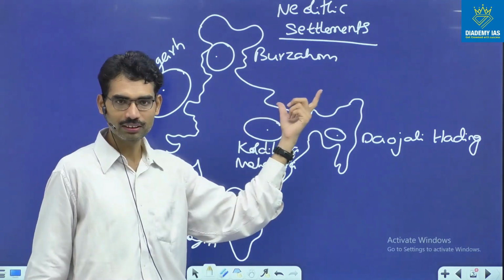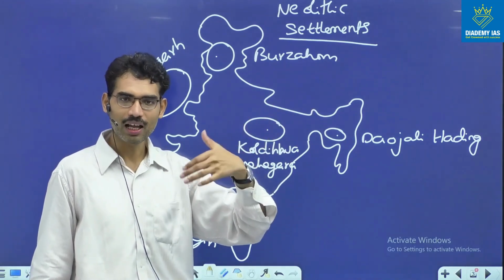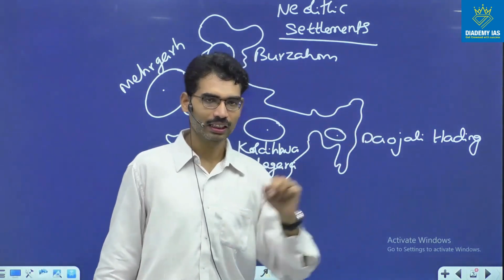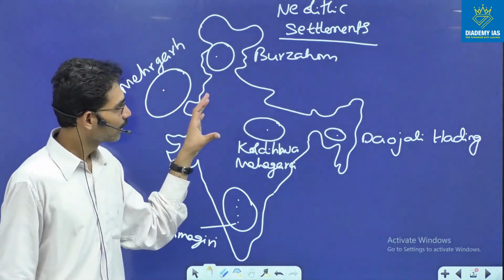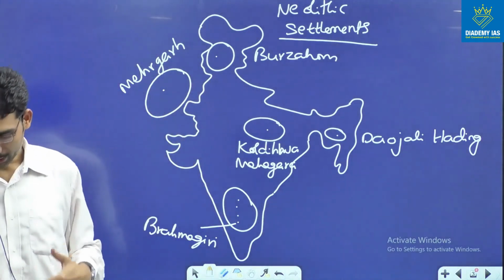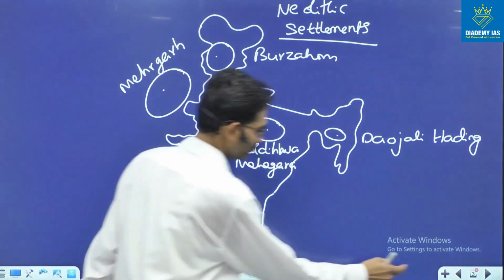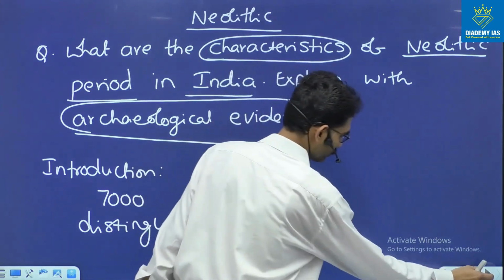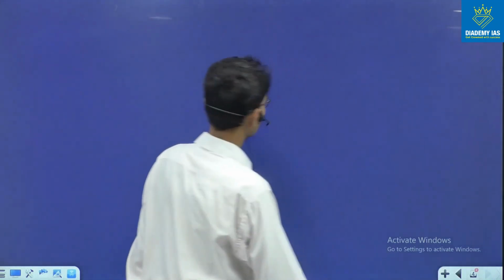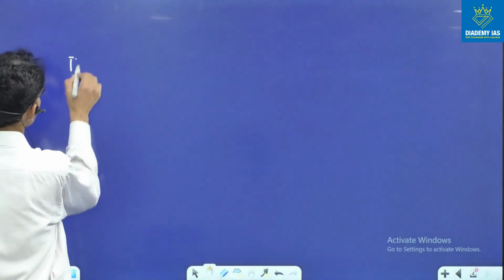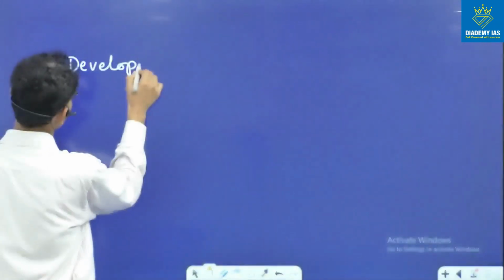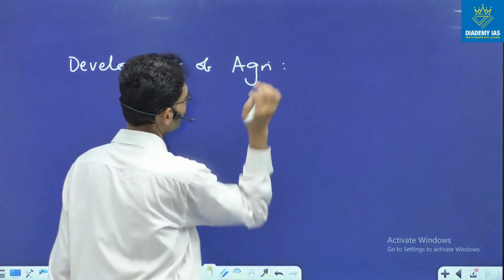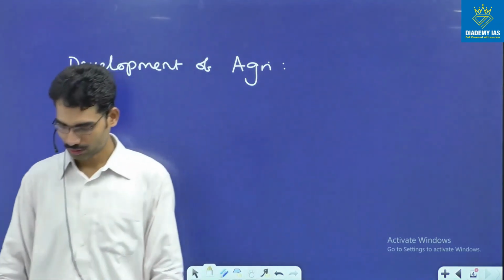Also, we call it Gordon Childe's Neolithic revolution. You need to bring those people also wherever possible. First heading, give the heading: development of agriculture.